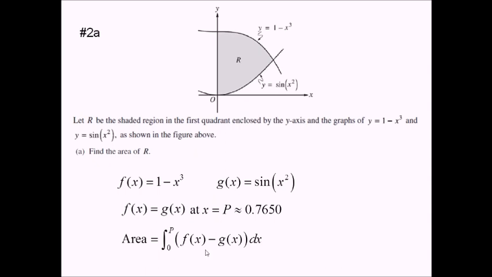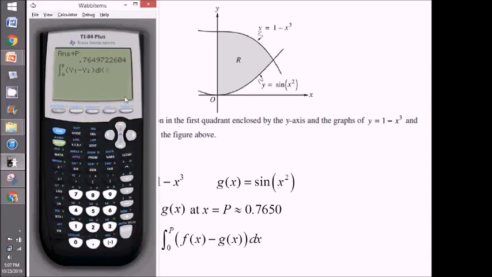Back to the calculator we go. So here's what this looks like on my calculator. Still got the integral from 0 to p, but if you want f of x minus g of x, you need to do alpha trace y1 minus alpha trace y2. Put an x in the dx, enter. We've got 0.534.